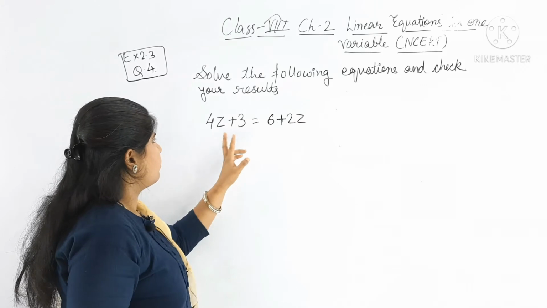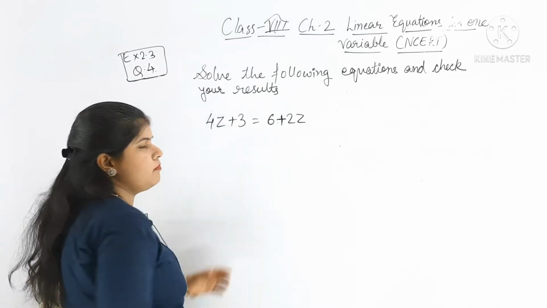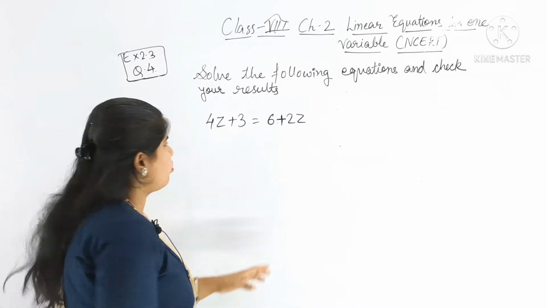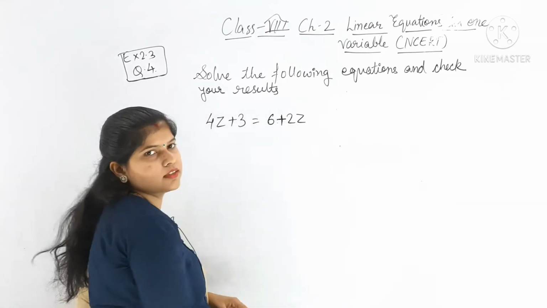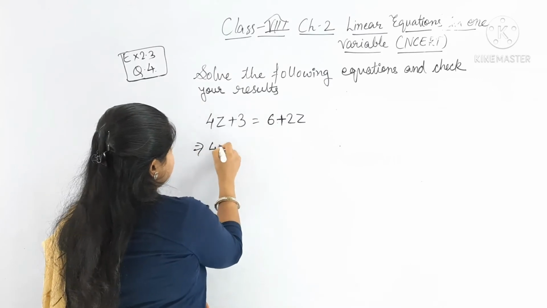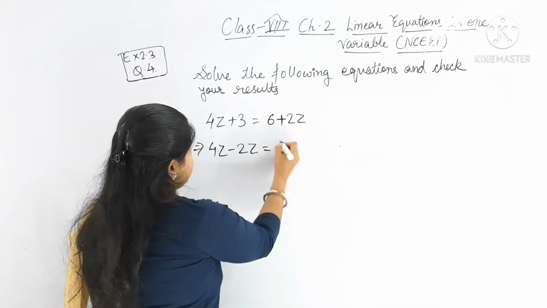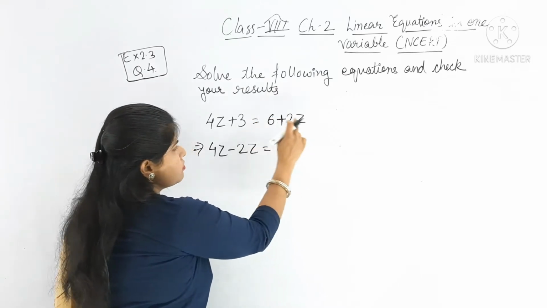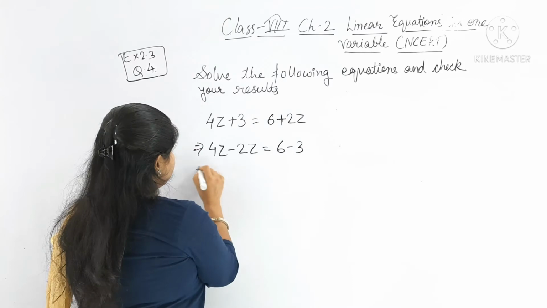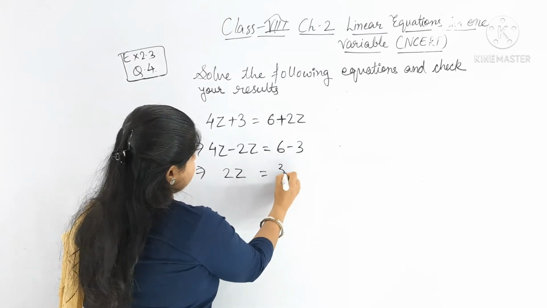Here which variable is it? Z. Okay. So variable means change, it may vary. So here we have to solve for z. So we have to transpose this to here, and 6 minus 3. We have to transpose this 3 to here. So 4 minus 2 is 2z equal to 6 minus 3 is 3.